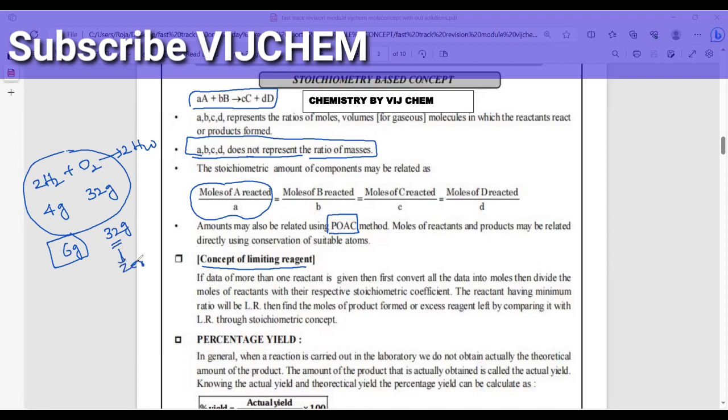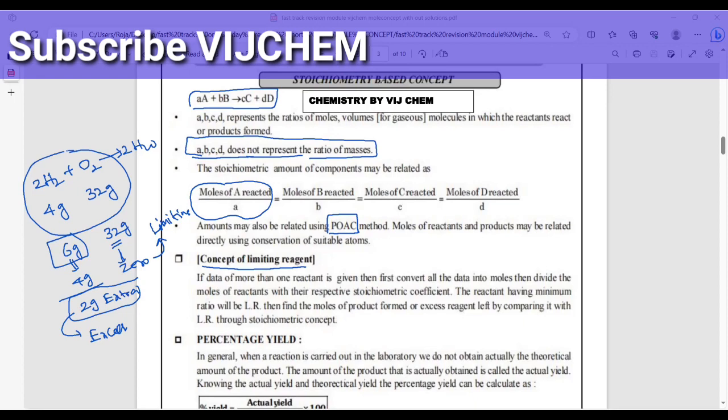This becomes 0, and by the time, of the 6 grams of hydrogen only 4 grams will be consumed, which means 2 grams will be extra. So whichever is extra is called the excess reagent, and whichever becomes 0 first is called the limiting reagent. That is the difference between the limiting reagent and the excess reagent.